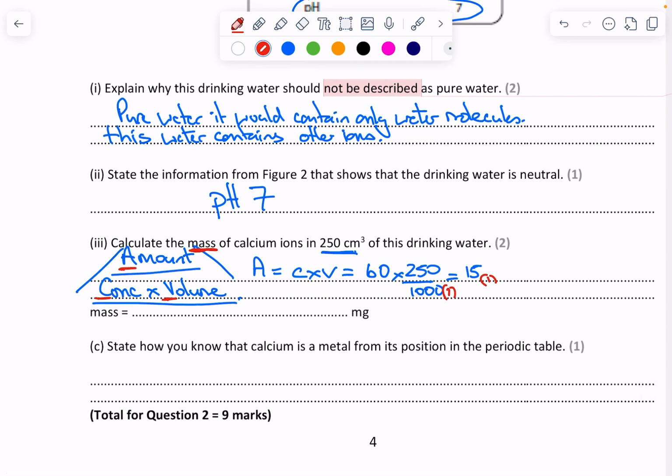Okay, next one. State how you know that calcium is a metal. So calcium is on the left-hand side of the periodic table, and that is where metals are found. So that's what we're going to say. It is on the left-hand side of the periodic table.